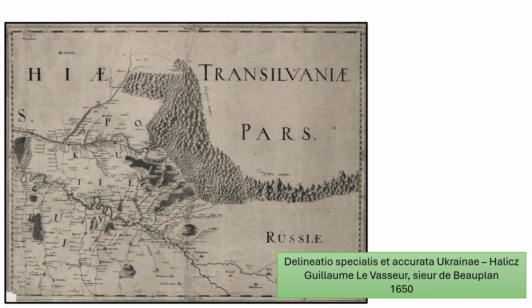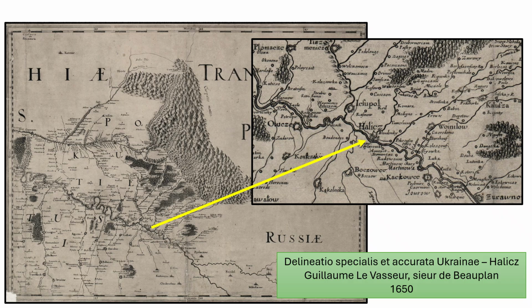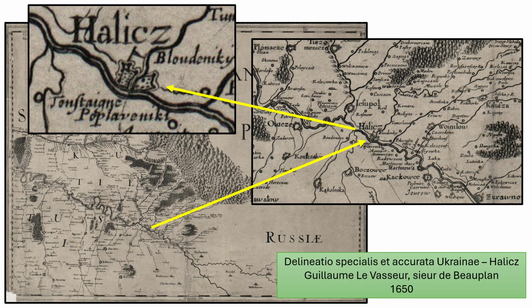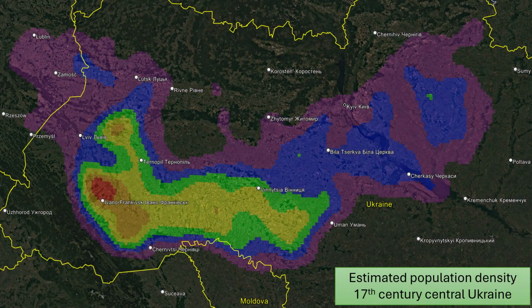Maps like this 1650 map of a section of Ukraine may portray information beyond the name and location of geographic features. For example, this map tells us something about the types of habitations included on the map. The habitation symbols used on this map can be used to estimate population density. Here, population density in 17th century central Ukraine.